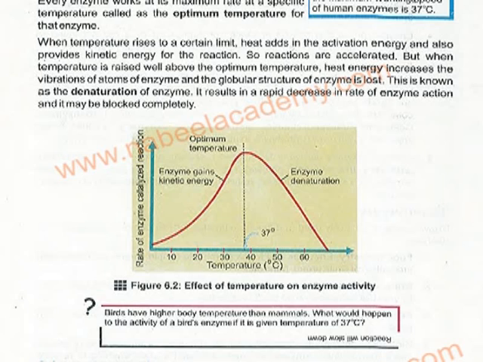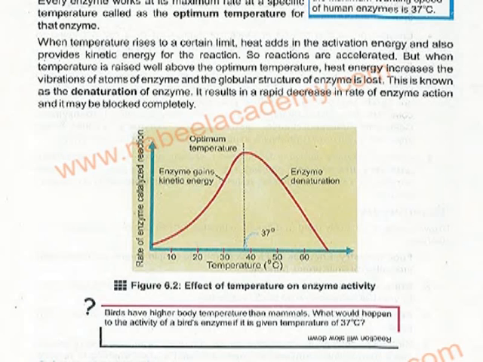Now see, there is a point to ponder. Birds have a higher temperature than mammals. What would happen to the activity of a bird's enzyme if it is given a temperature of 37 degrees centigrade? Whenever you touch a pigeon or any other bird, you will feel that it is mildly hot, warmer than us, because the normal body temperature of a bird is higher. So what will happen at 37 degrees centigrade? The reaction will slow down.